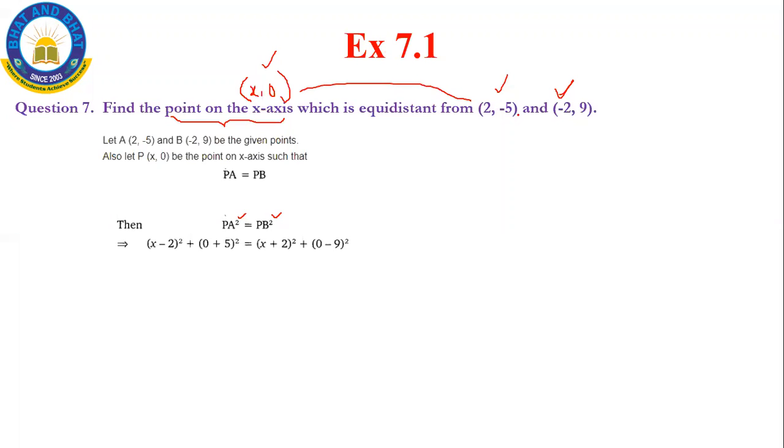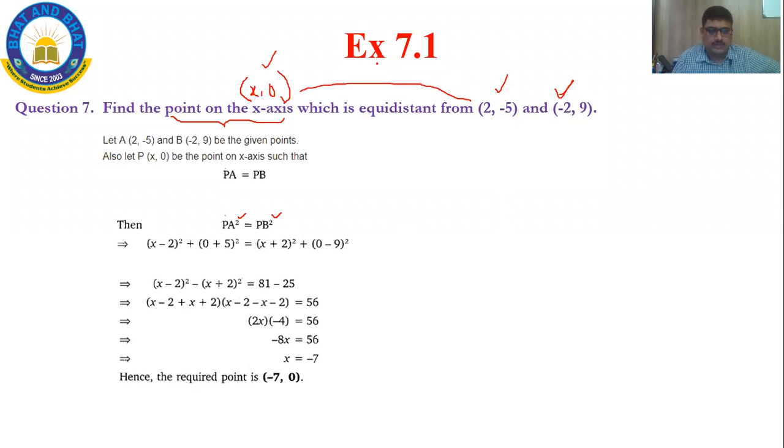Yes. Are you done with the solution? Good. Sparsha, Likita, Chitra. Okay, that's good. Observe now. Compare your solution to what I have written here. So ultimately you should write the required point is minus 7 comma 0. That is the right way.